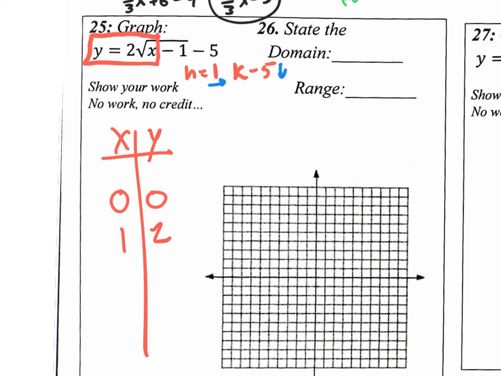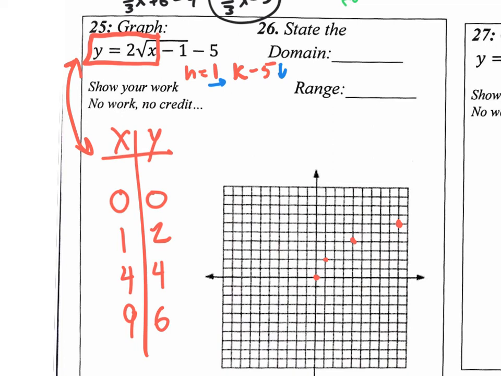What's another nice perfect square number to plug in? 4. The square root of 4 is 2. 2 times 2 is 4. And another nice one? 9. The square root of 9 is 3, and 2 times 3 is 6. So these are the coordinates of this boxed in function without the h and k. So let's plot those points. 0, 0; 1, 2; 4, 4; and 9, 6. Whoops, put a dot right there.